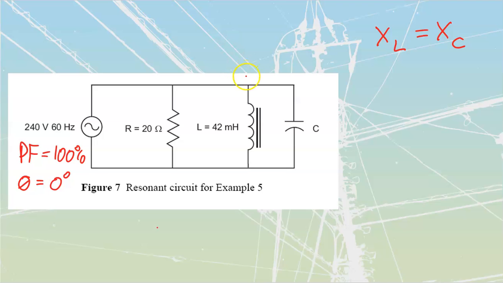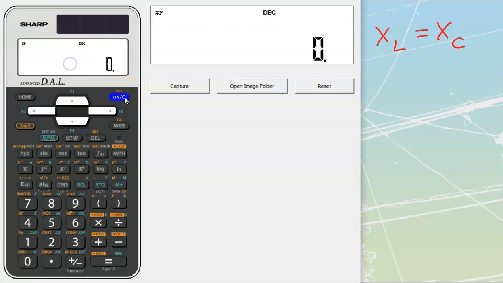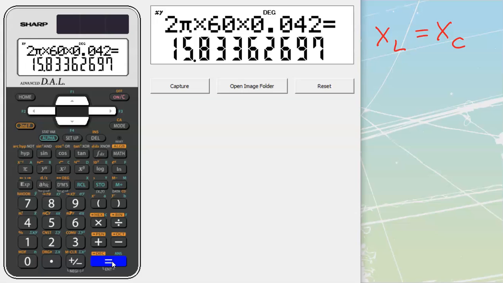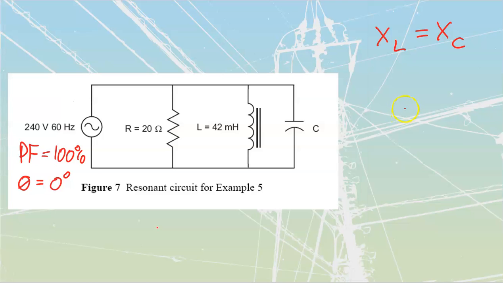All right, let's start with our XL. XL is equal to 2 pi FL. I do have my frequency, therefore we should be able to calculate this. So we are going to take 2 times pi times 60 multiplied by my L value, which is 0.042 because it's millihenries. Remember that milli is thousandths. Don't stick in 0.42, you end up with an incorrect number. When I do that, I come out to an XL that is going to be equal to 15.833 ohms.